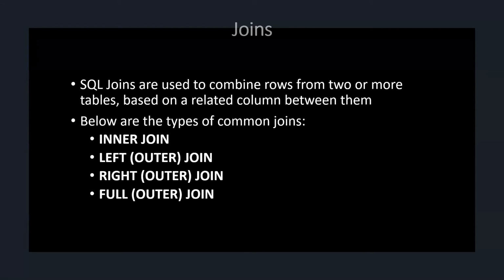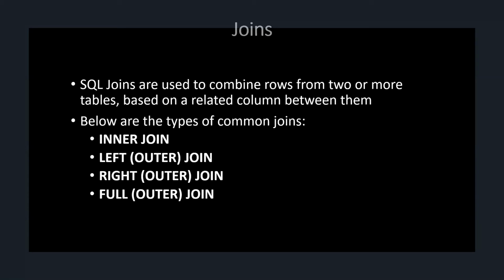Now we'll move on to the next topic, which will be joins. So what are joins? Joins are used to combine two tables together to get the data in a single tabular format. While dealing with databases, we have multiple tables and we need a relation between them to fetch the data from two or more tables. And joins are used just to do that.